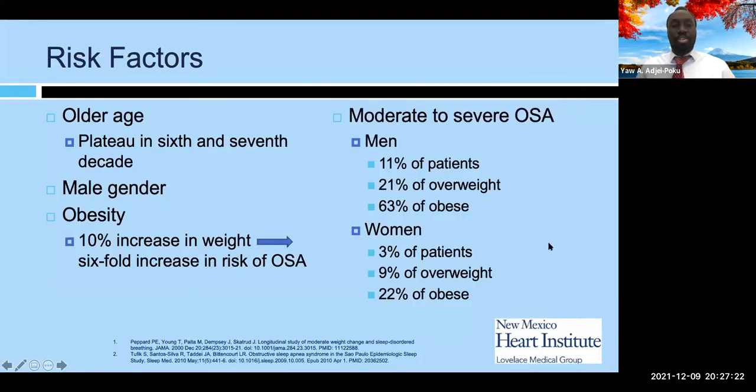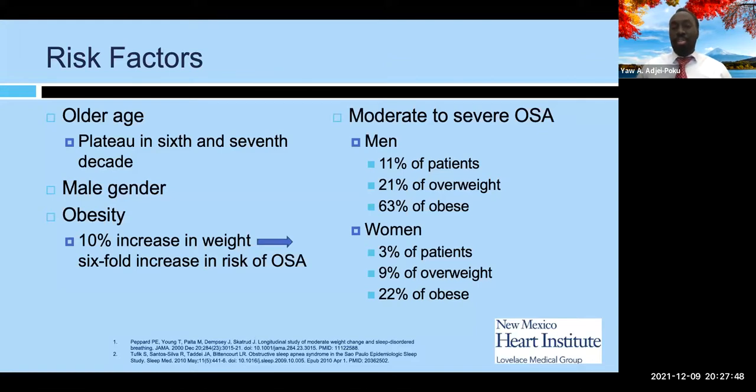Some of the risk factors for sleep apnea: older age, which plateaus in the 6th and 7th decade. Again, male gender, and obesity. A 10% increase in weight is associated with a 6-fold increase in the risk of sleep apnea.